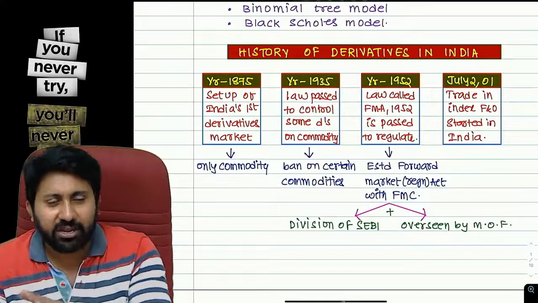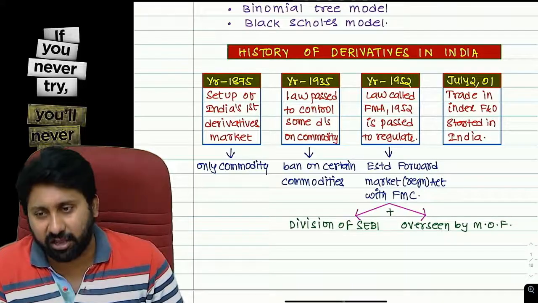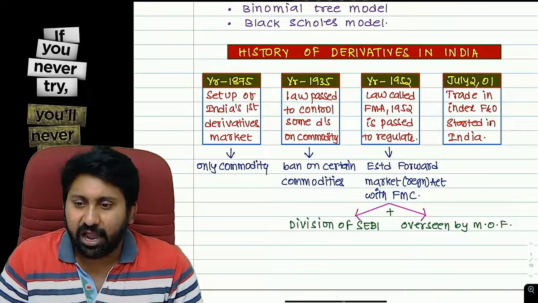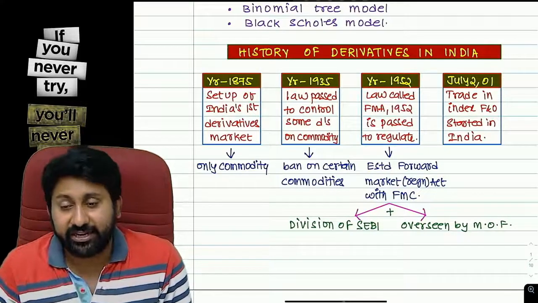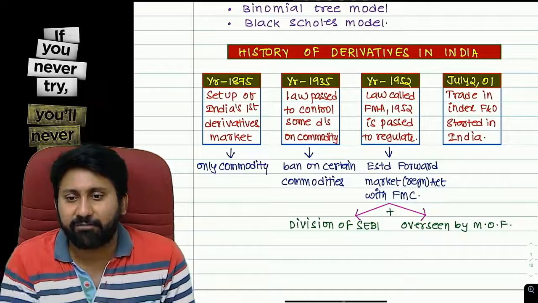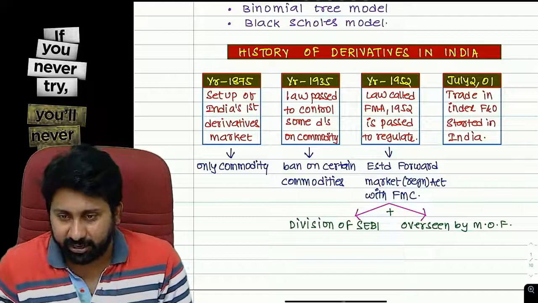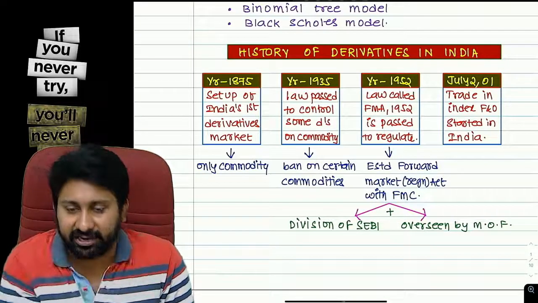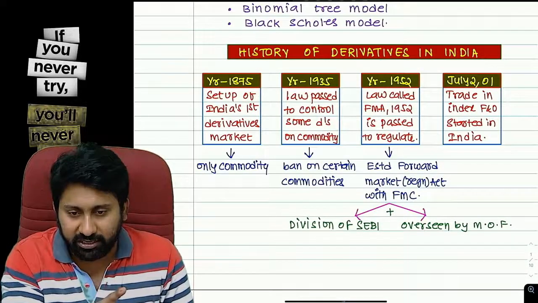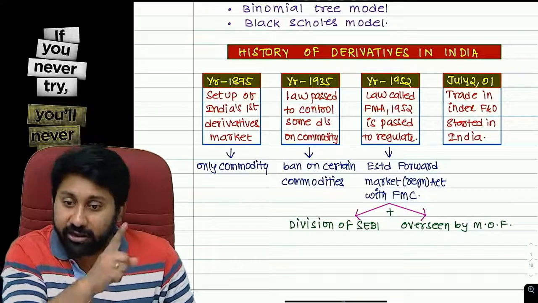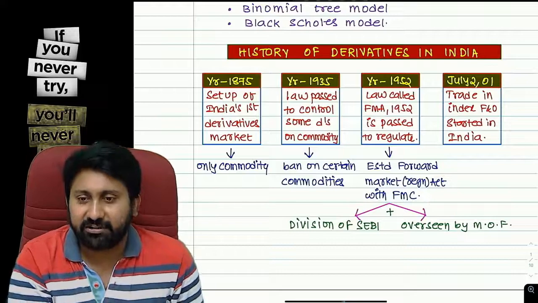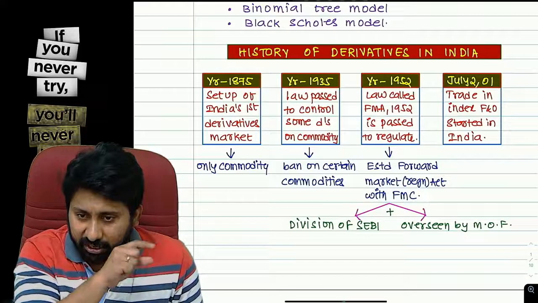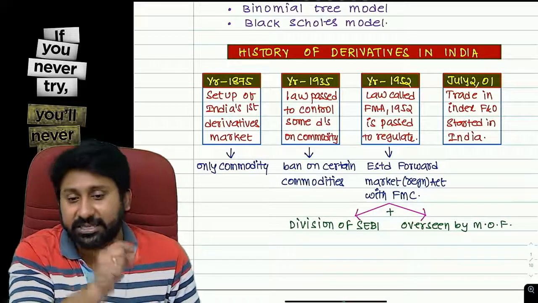I am not talking about each and every event and moment that happened in India. I just want to tell 4 important events. Number 1, 1875, setting up of India's first derivatives market, but only commodities were traded at the time, in the form of cotton, silk, indigo and opium. Opium is banned now; at that time I am talking about. 1875, first setup of India's derivative market.